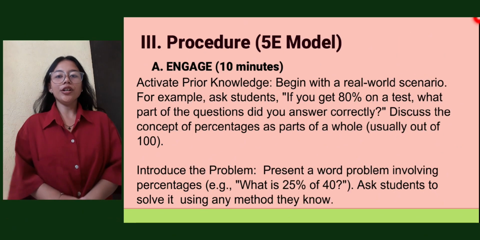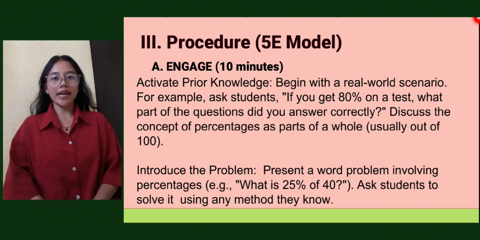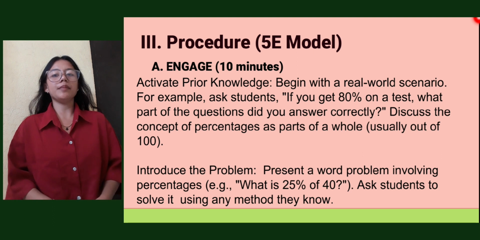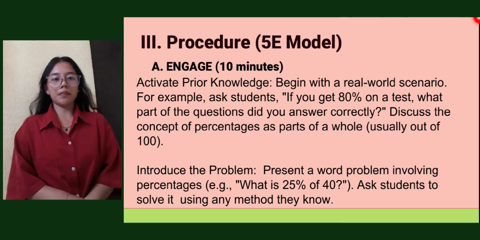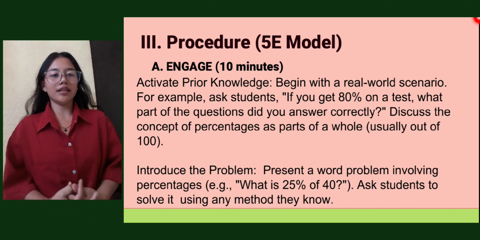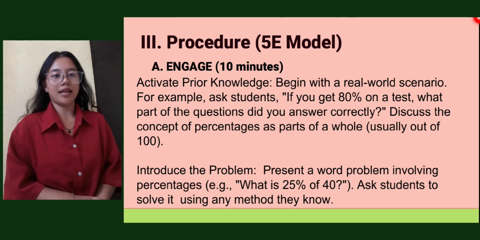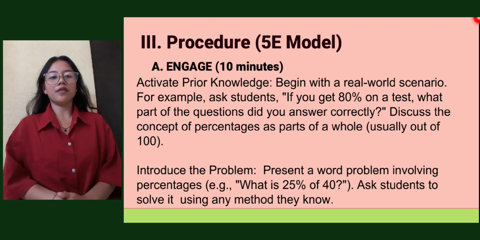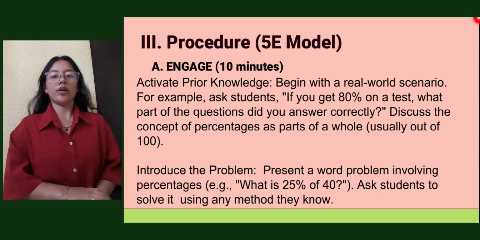Okay, so third is the procedure using the 5E model. So A is engage. It is a 10-minute activity. So we will activate prior knowledge. We will begin with a real-world scenario. For example, ask students, if you get 80% on a test, what part of the questions did you answer correctly? Discuss the concept of percentage as part of a whole, usually out of 100.